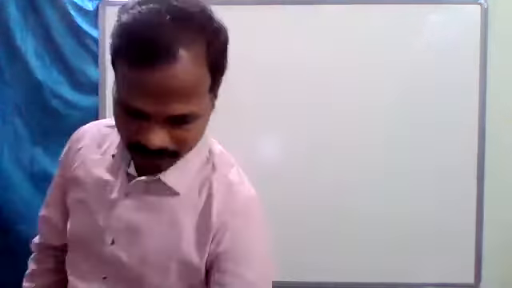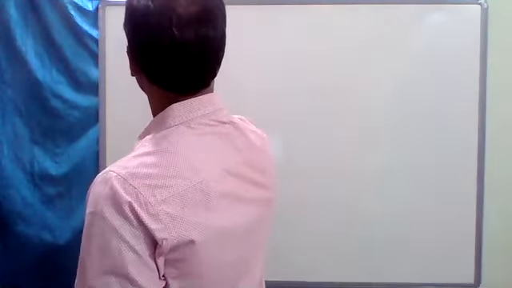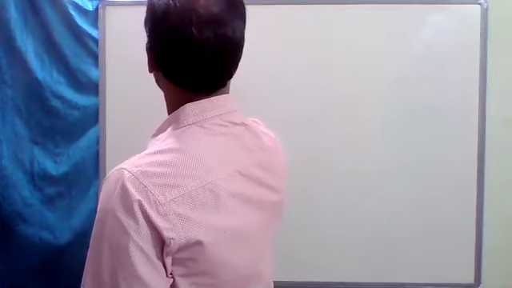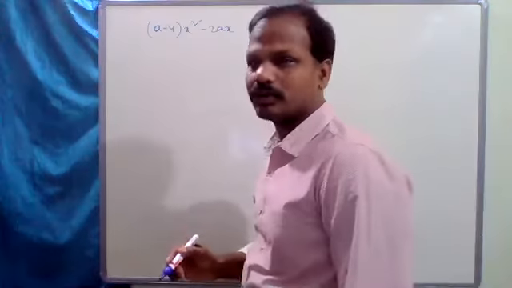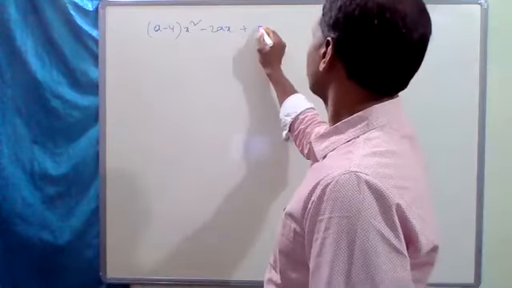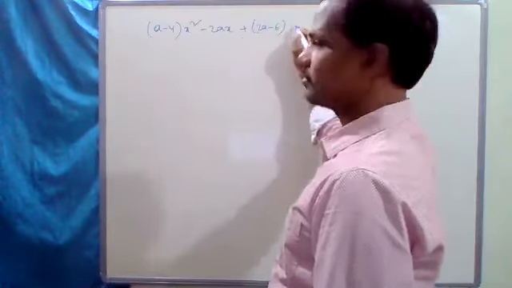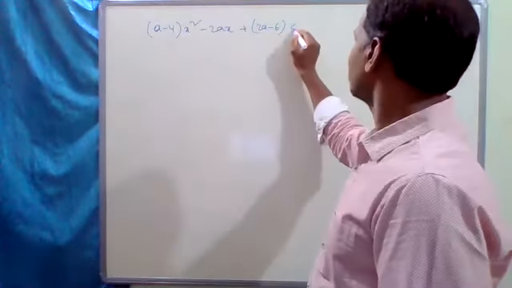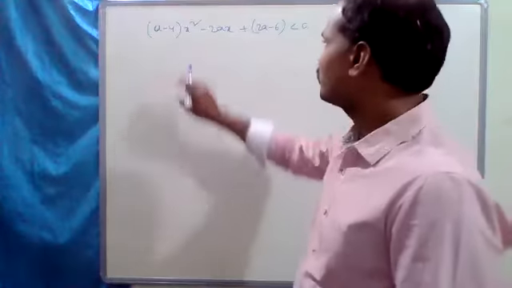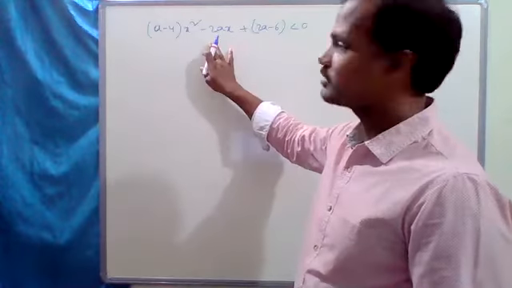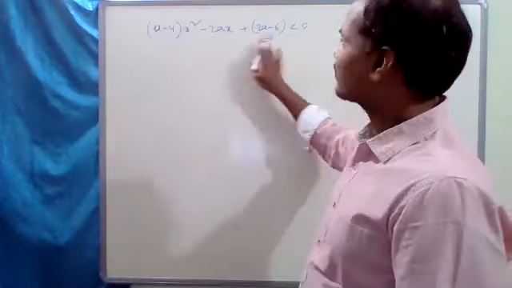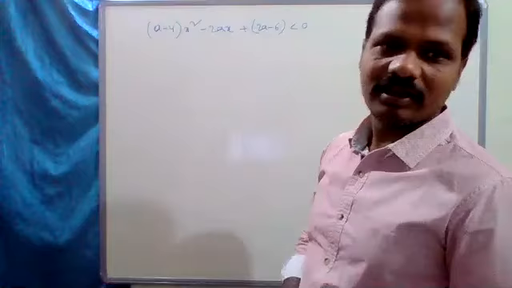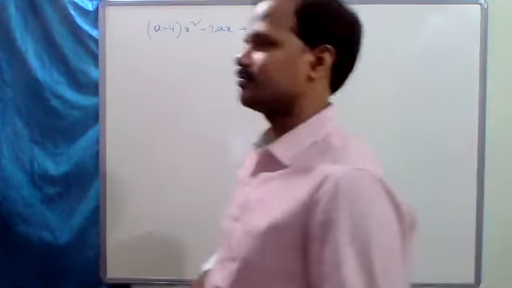Okay, next problem. A minus 4 into x square minus 2ax plus 2a minus 6 is less than 0 for all x real. Find the value of a.